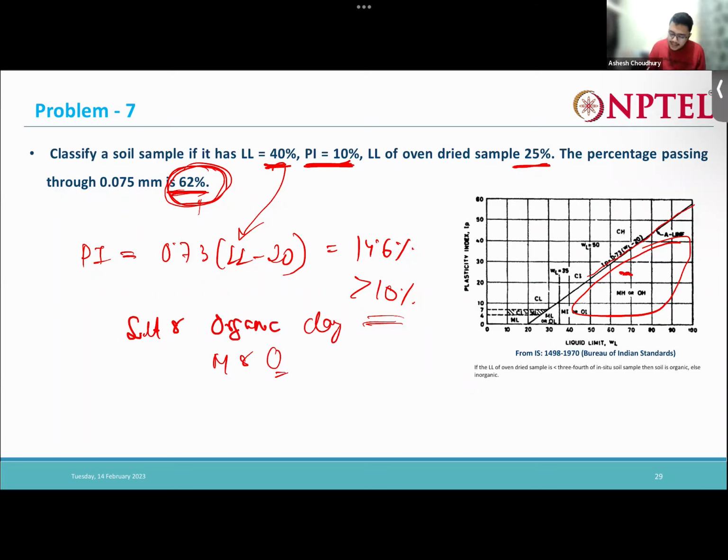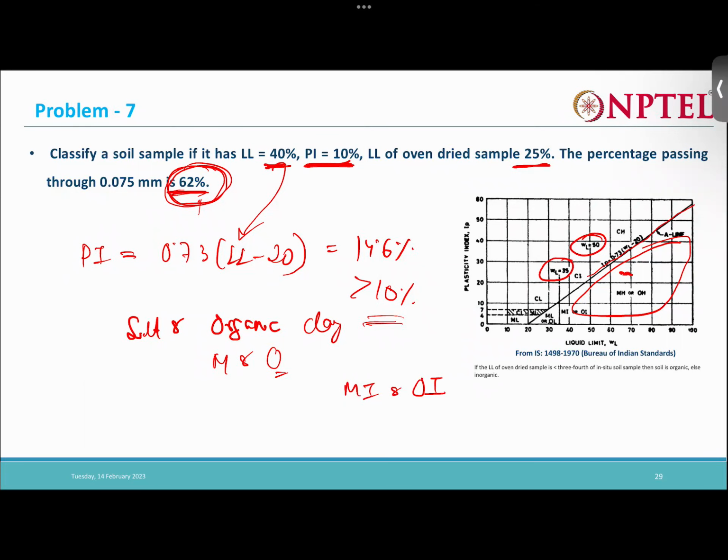Now tell me one more thing. What will be the suffix? It will be I, because the liquid limit lies between 35% and 50%. So it will be I. So it will be MI or OI.